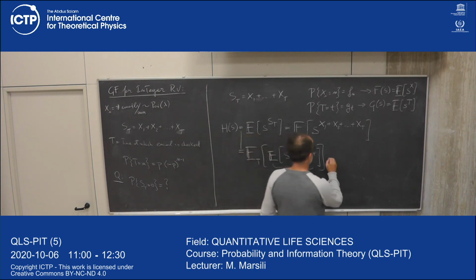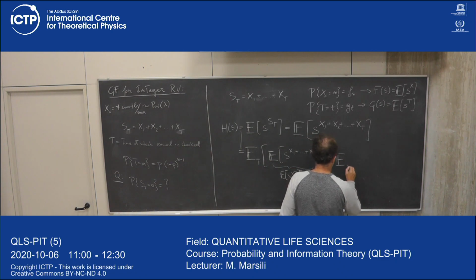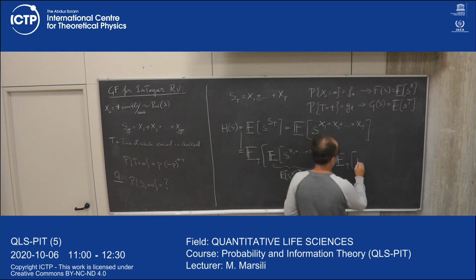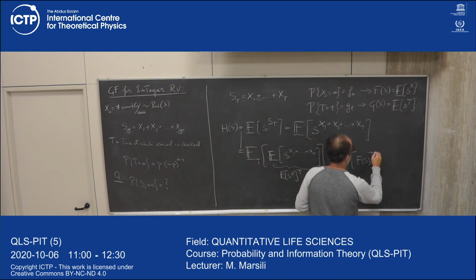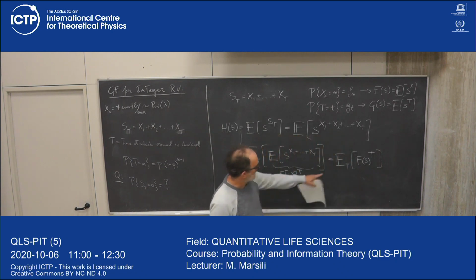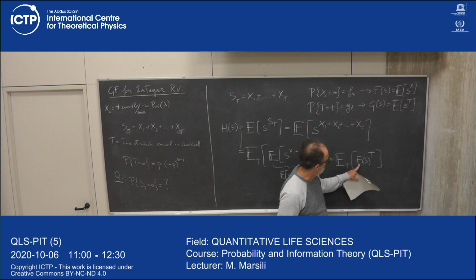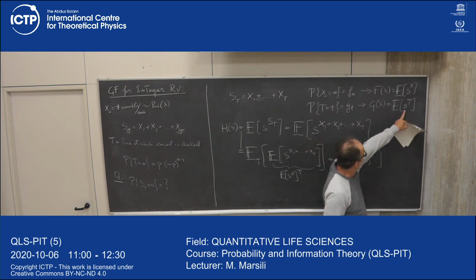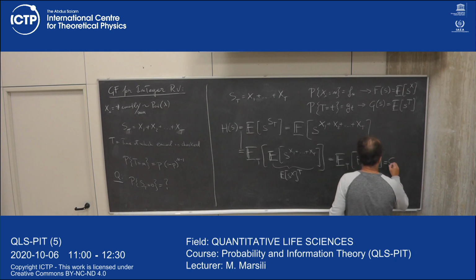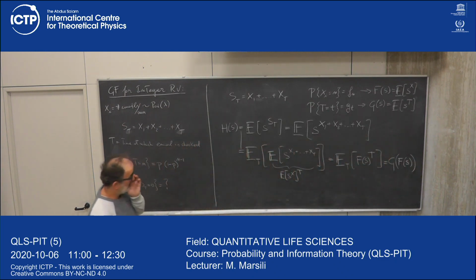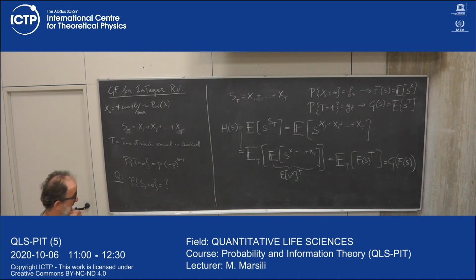So this is the expected value over t of the generating function of x, which is f of s, raised to the power t. And what is this? Well, this is nothing but the generating function of t computed in f of s, because of this relation. So this is just g computed in f of s. So this is a very interesting relation.